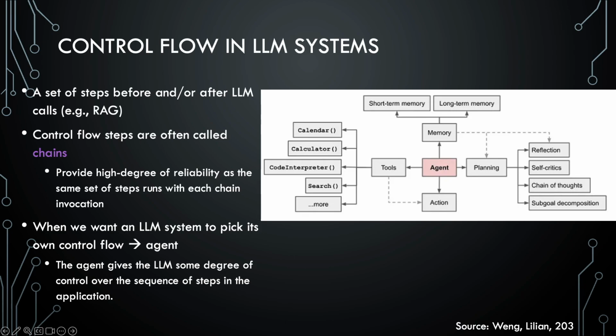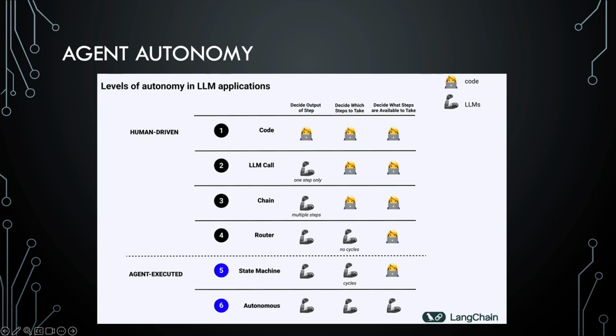If we want an LLM system to pick its own control flow, we are diving into the territory of agent-based systems. There's essentially a spectrum from strict processes to dynamic control flow, although terminology has evolved to the point where an agent can mean any control flow operations that operate within the context of an LLM application. Agents function on a spectrum of autonomy, from completely human-driven to entirely agent-driven. At the lower end of autonomy, humans write explicit code that decides the output of each step, which steps the agent is allowed to take, and decides what steps are available to take.